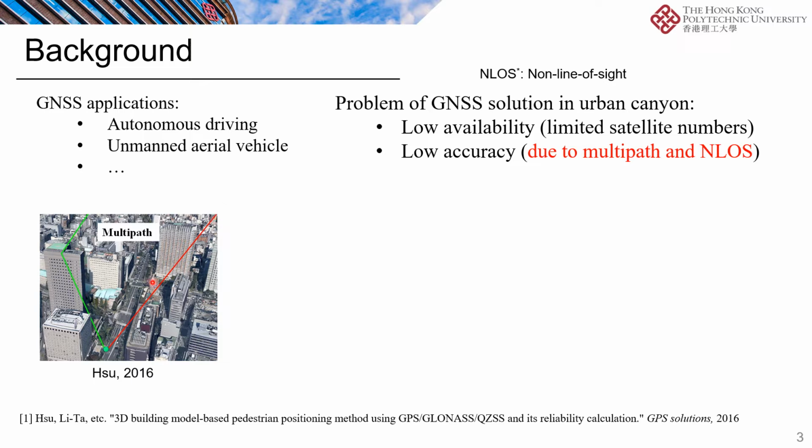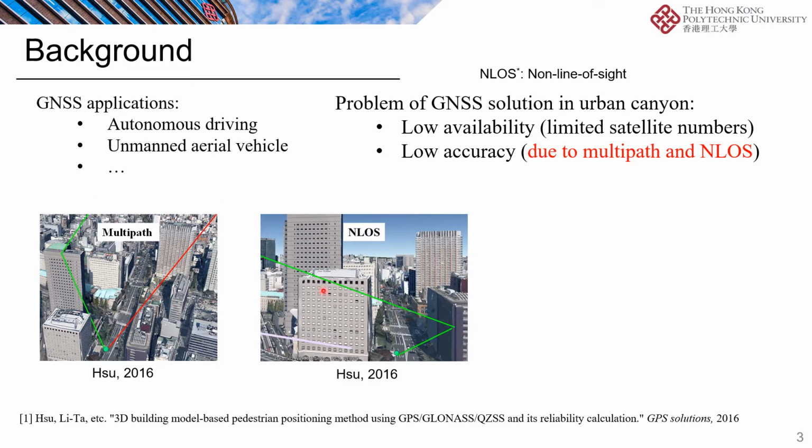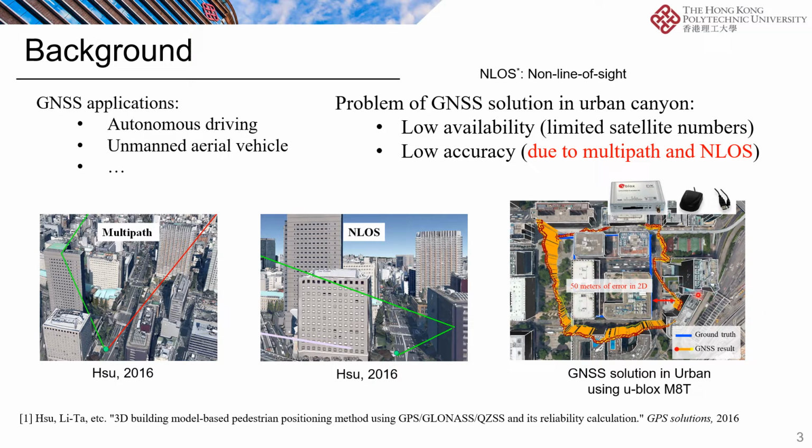If a receiver receives the direct signal and the reflected one, it is multipath, and if only the reflected signal is received, it's called NLOS. This is an experiment in an urban canyon of Hong Kong using a u-blox receiver, and the error can easily reach about 50 meters. Here, this is the ground truth. Here is the solution from the receiver. This is not acceptable for autonomous driving applications.